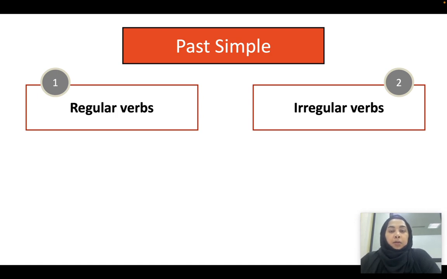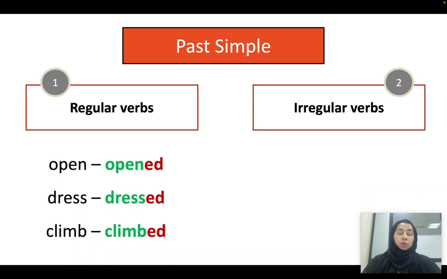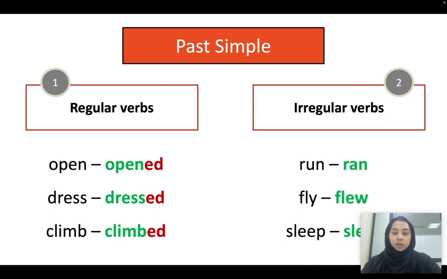The thing about past simple is that you would have to put the verb in the past. This is when you'll encounter something called irregular verbs and regular verbs. Regular verbs are easy. You only add ed to the verb. Opened, dressed, climbed. Irregular verbs are very tricky. They don't follow a certain rule. For example, ran, flew, slept. They change entirely from the original verb. Can you think of any more irregular verbs?